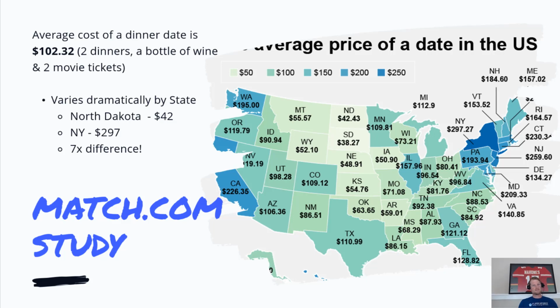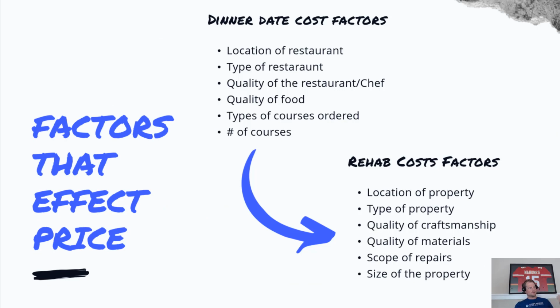So prices vary substantially by location, and there's a bunch of other factors that influence the cost of a dinner date, and some of those translate into the factors that influence your rehab costs as well. The location of the restaurant is what we just showed you there. Obviously the prices vary substantially depending on if you're working in downtown New York City, or if you're in a suburban area in Des Moines, Iowa. So the location of the rehab project is obviously going to have a big impact on the overall prices that you're going to pay for your rehab project.